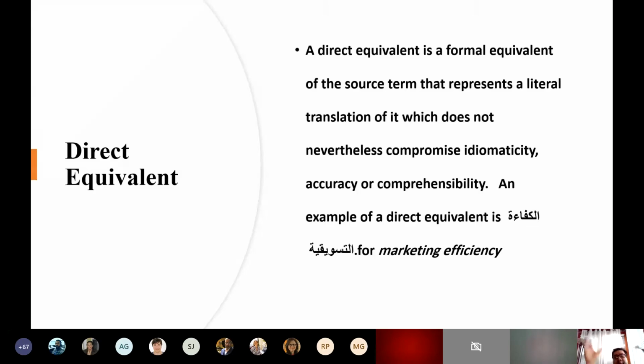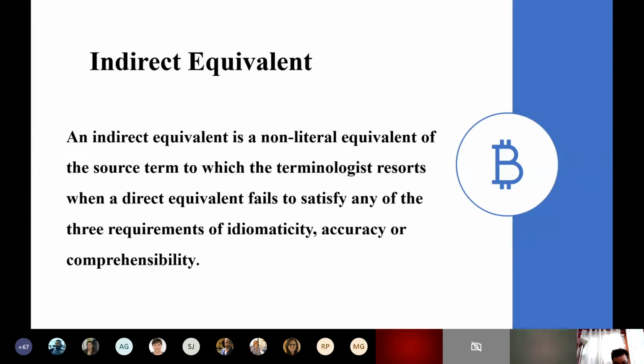Direct equivalence is a formal equivalent of the source term that represents a literal translation of it, but at the same time does not compromise the three criteria of accuracy, which are idiomaticity, adequacy, or we can call it accuracy, and comprehensibility. A very basic example is that of the term marketing efficiency, which is in most languages, I think, translated in a straightforward manner. This is an example of direct equivalent.